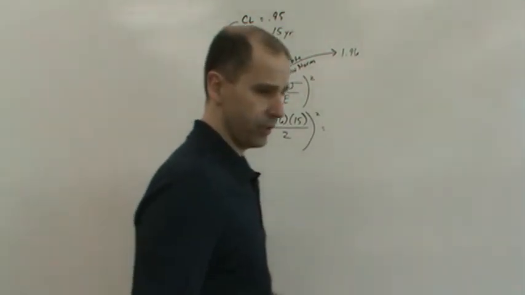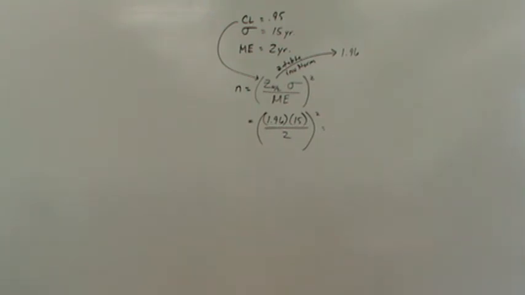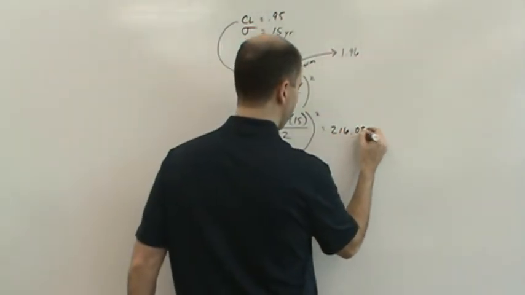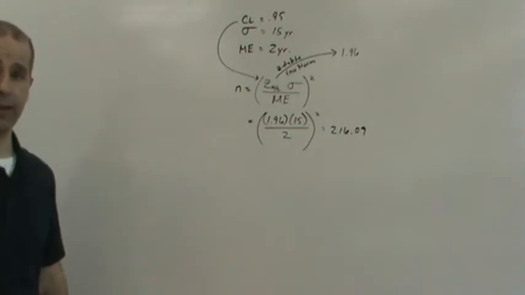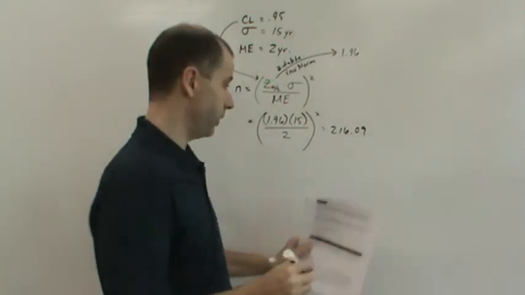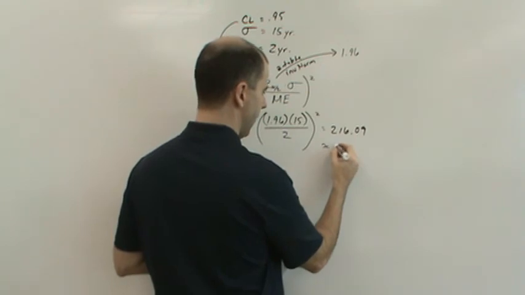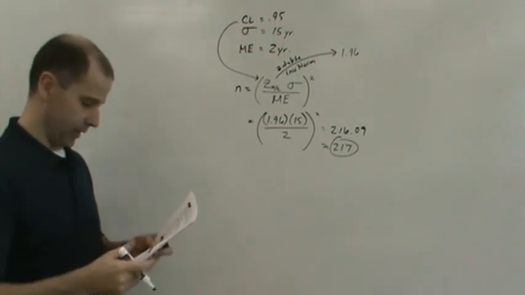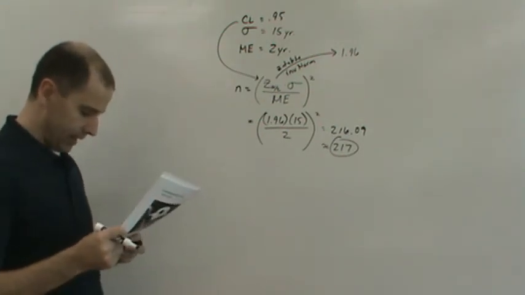Okay, so let's do that. So we get 1.96 times 15 divided by 2, and we square that. 216.09. So how many students should we survey? Remember, always round up. So we should have a minimum of 217 students in our survey. Okay, and that's it. That's really it.